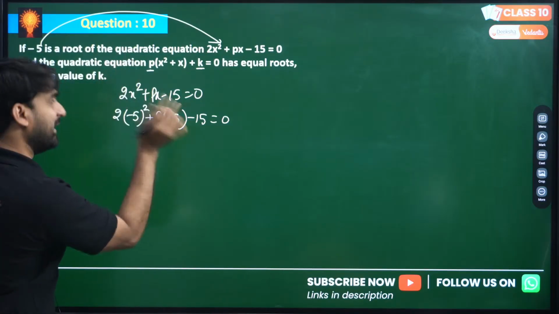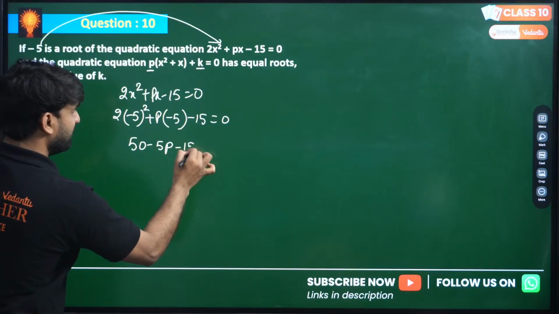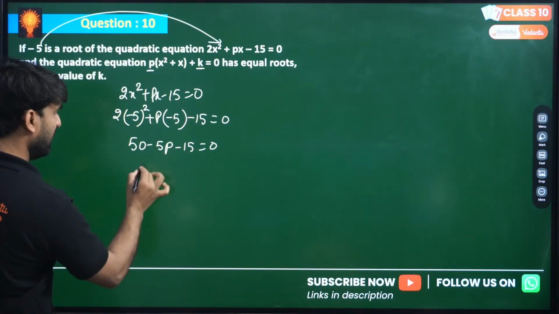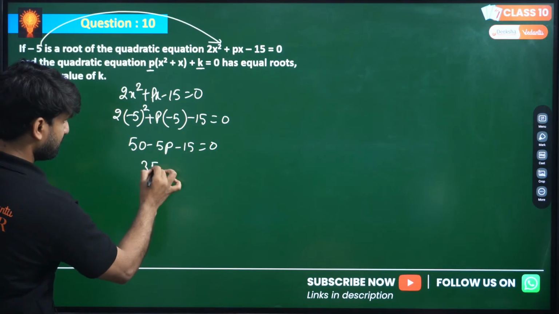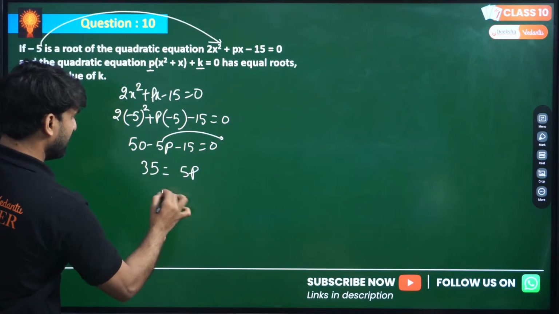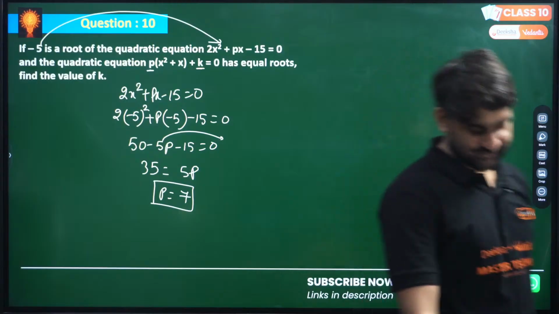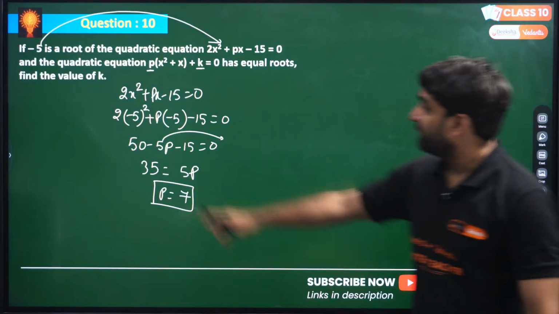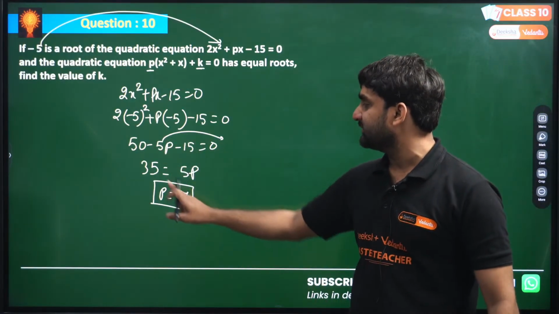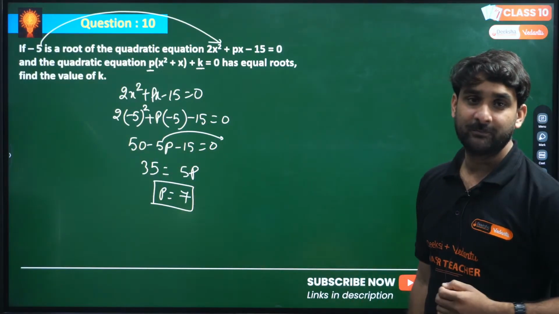Minus 5 square will be 25, 25 into 2 will be 50. 50 minus 5p minus 15 equals 0. Now 50 minus 15 will be 35, and I'm shifting this 5p to that side, so we are getting p as 7. I hope this is clear here. 50 minus 15 is 35, and minus 5p, I'm shifting this minus 5 to that side, so we are getting p is 7 here.